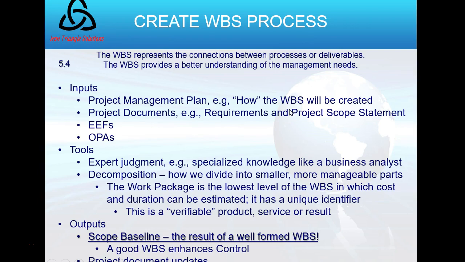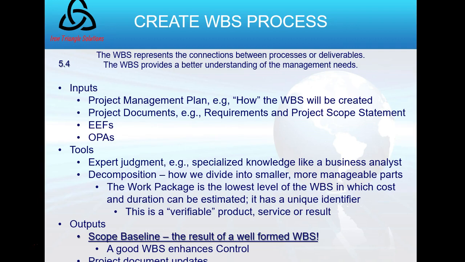Okay. So my inputs, tools, and outputs follow here. Of course, as an input, generally, as is the case, the project management plan, which is going to tell me how, especially the scope management plan, because I'm still in scope management, so think of that first, how the WBS will be created. When I think of project documents, again, I'm in scope management, so I'm going to think requirements documentation and the traceability matrix. My tools are expert judgment, and we've already mentioned decomposition, breaking it down into lower levels.